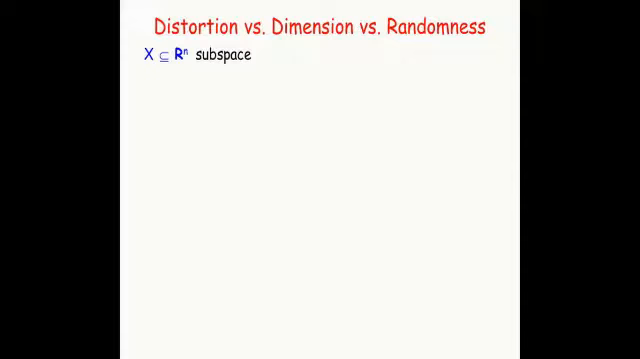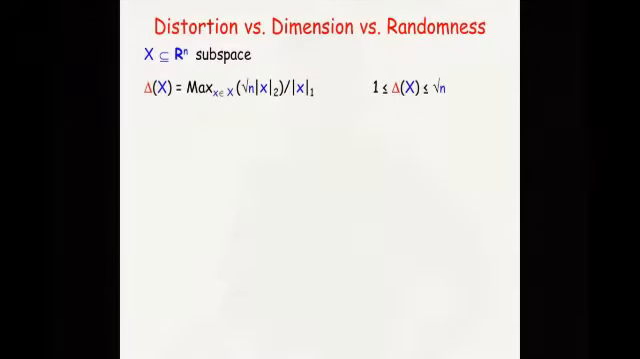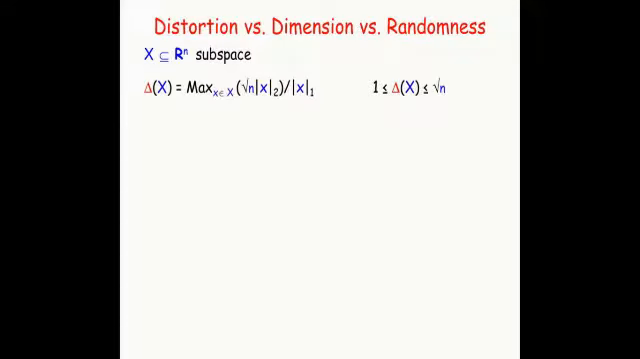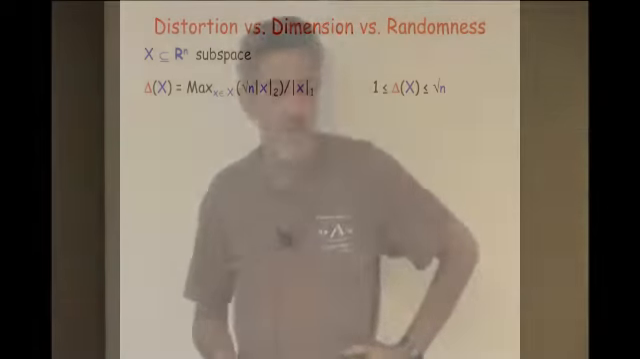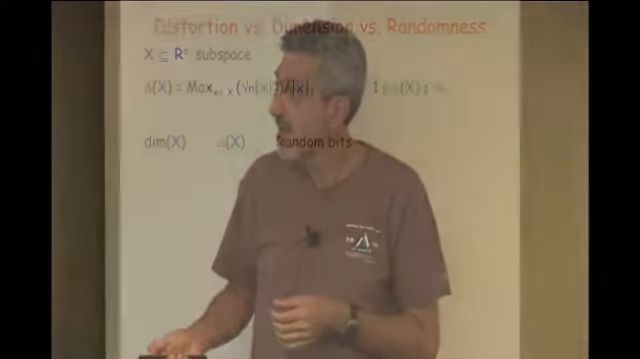We are looking at subspaces of Rn. We have this parameter, which is the distortion. The distortion is just how far you are from being tight according to the Cauchy-Schwarz inequality. If this distortion is a constant, then you are really tight. All vectors are within a constant of square root of n between the L1 and L2 norms. So that's the distortion of a subspace. The dimension is obvious.